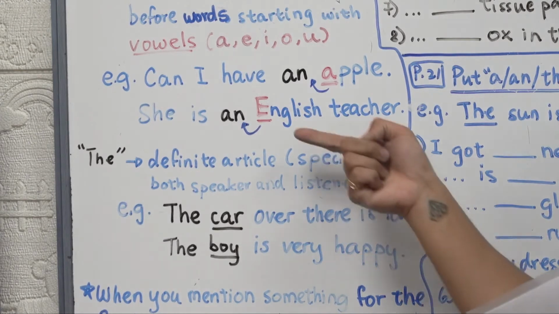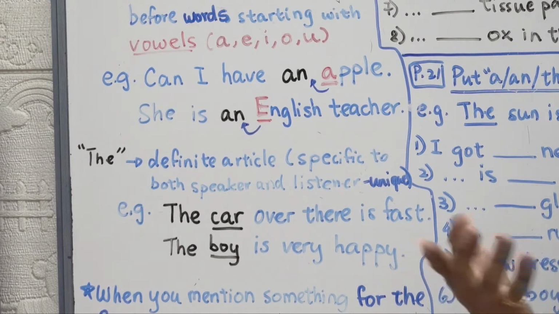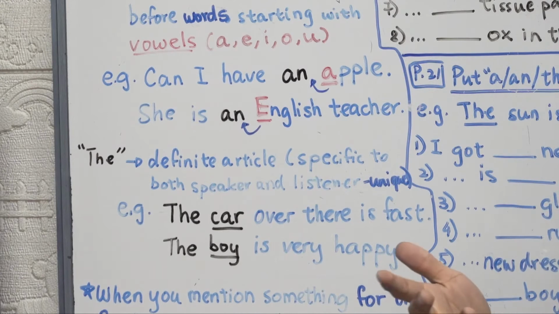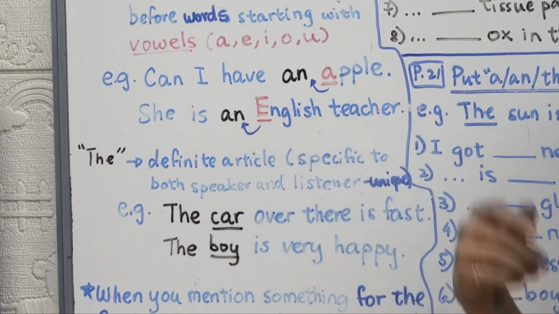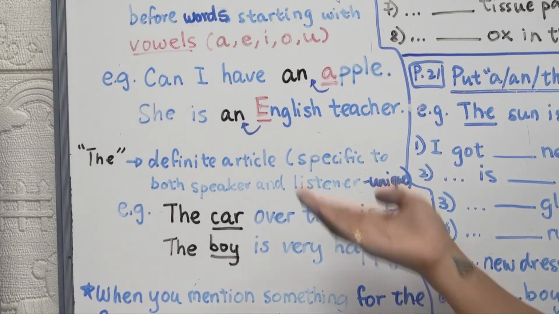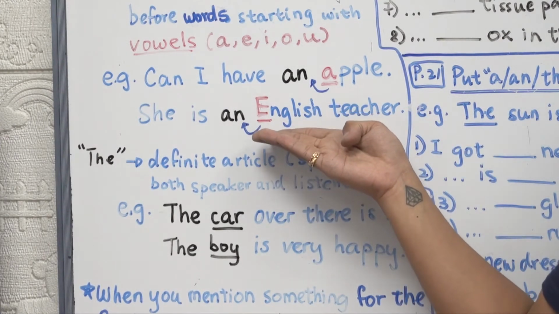That's because we're only mentioning this for the first time. She is an English teacher. Also, it's not specific. An English teacher. Okay, she can be an English teacher for this center. She can be an English teacher for another school. She can be an English teacher for online classes. So we don't really know where she works. We only know what she does.